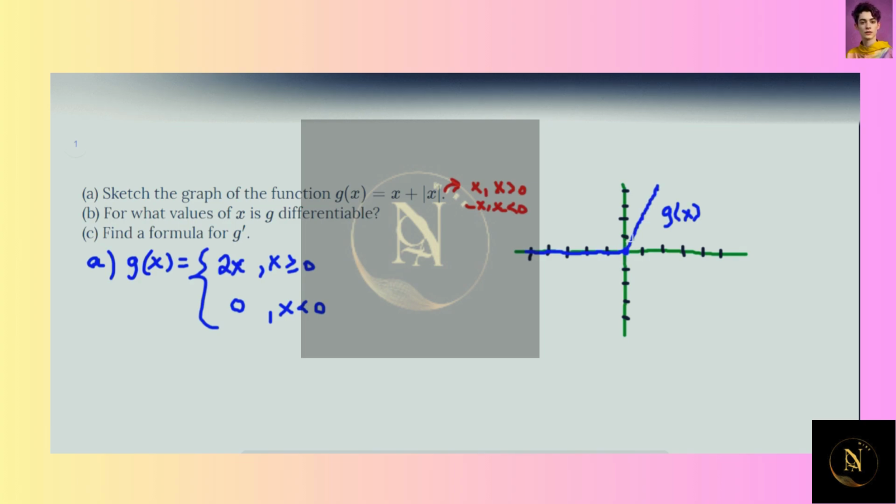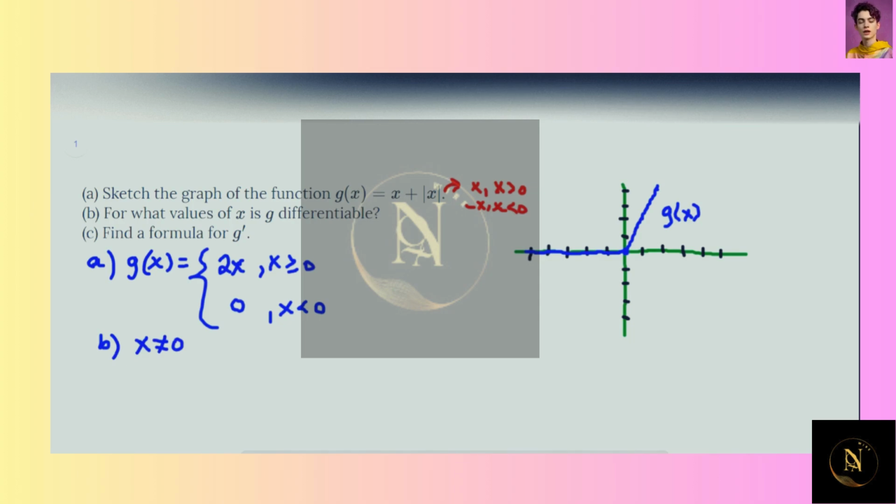The only part where it's not differentiable is here at the origin, because there is a corner or a kink in the function. So it's not smooth. We go from a 0 slope to a slope of 2 immediately, abruptly, meaning that at x equals 0, it is not differentiable. So part B, for what values of x is g differentiable? All values except x equals 0. So x can't be 0.